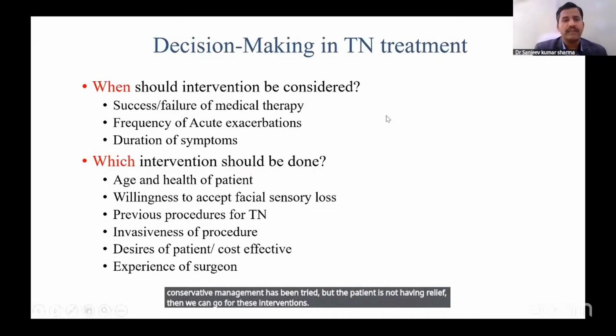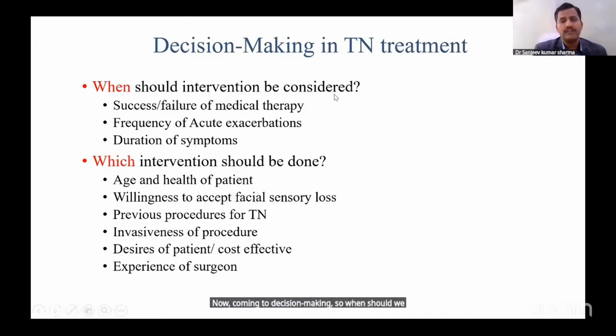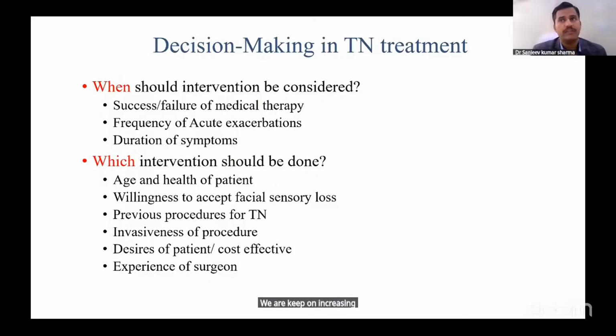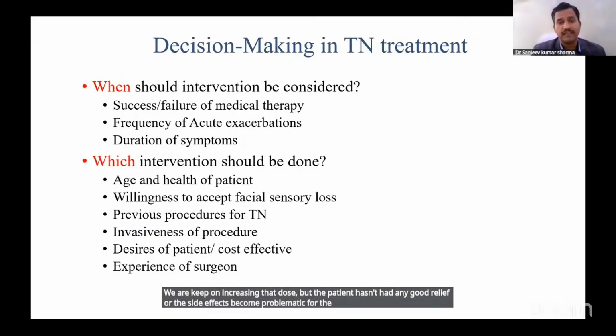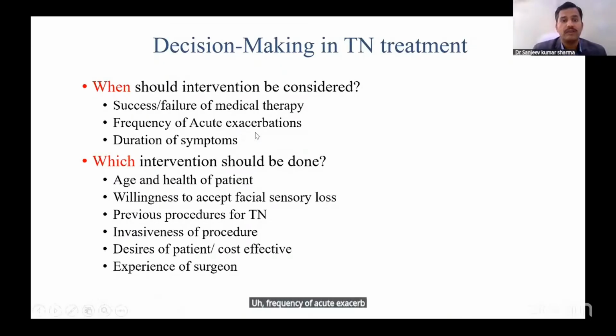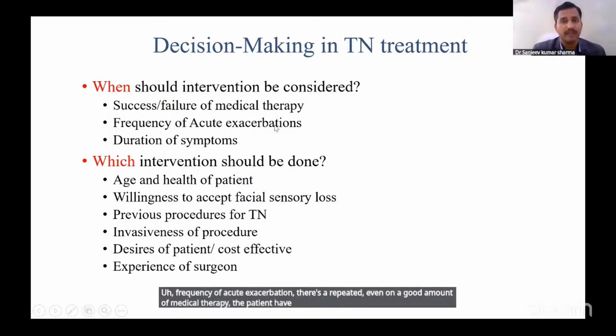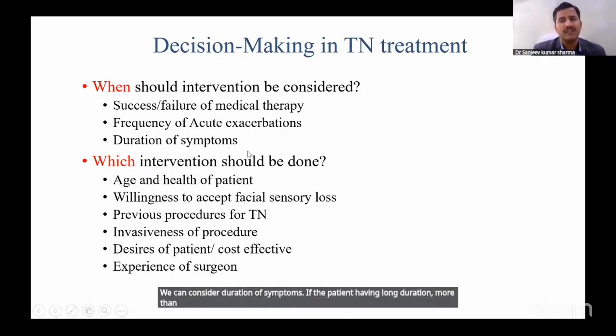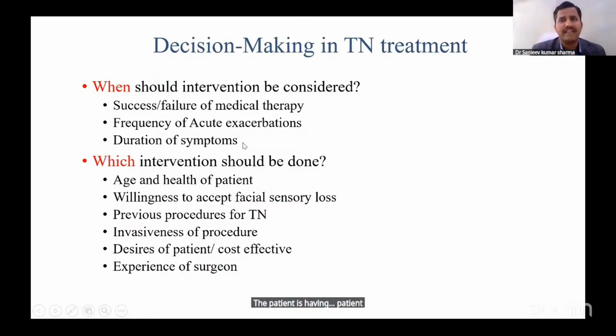Now coming to decision making. When should any intervention be considered? If the medical therapy we have been giving to the patient has failed. We keep on increasing the dose, but the patient doesn't have any good relief, or the side effects become problematic for the patient. Then we can go for interventions. Frequency of acute exacerbation: even on a good amount of medical therapy, the patient has repeated acute exacerbations of pain. We can consider duration of symptoms. If the patient has a long duration, more than 1 to 2 years, and is getting tired of this pain, then we can go for interventions.